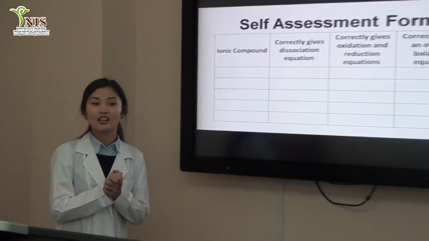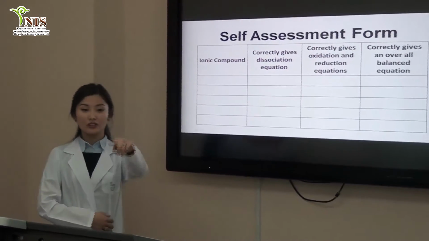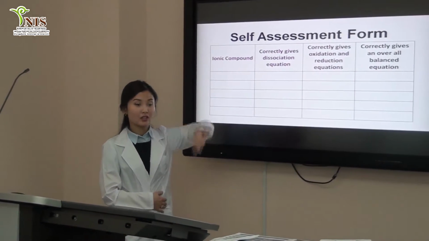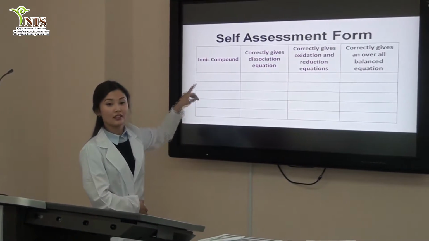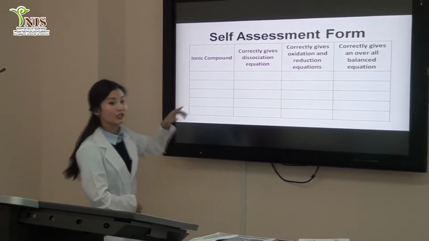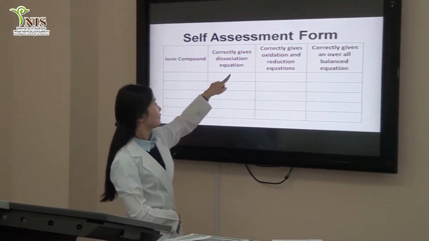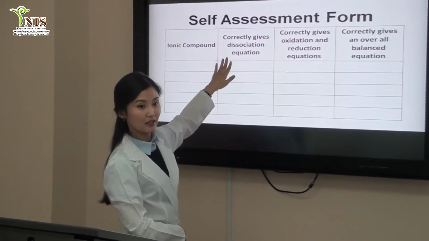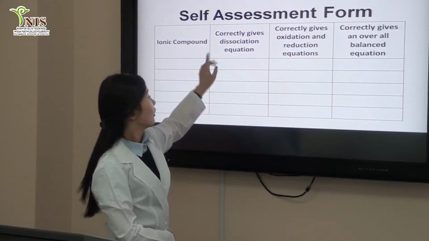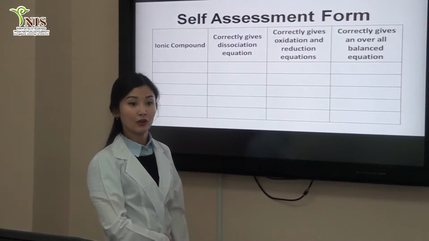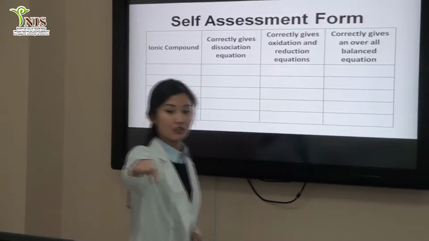So now you should check yourself. On your desk you have an answer sheet and also the self-assessment form. There you should write the formula of your ionic compound, and while checking your work, you should put plus if your answer is correct, and you should put minus if your answer is incorrect. Now please check your work.